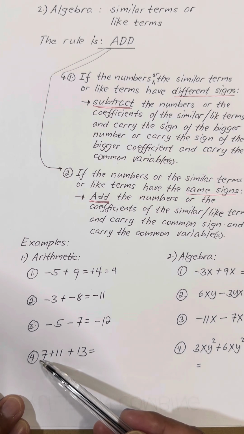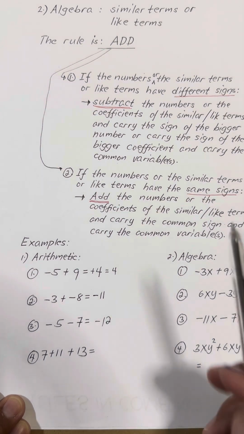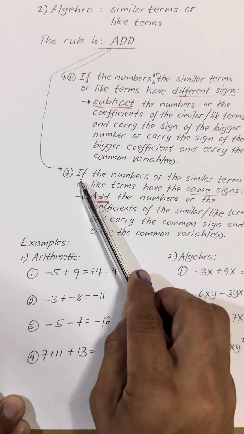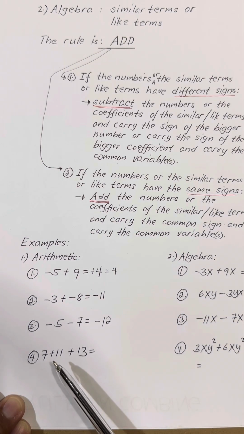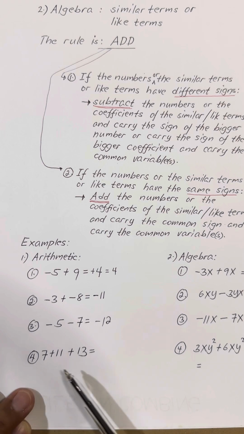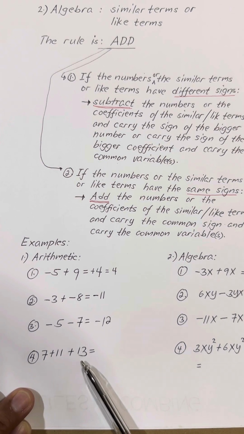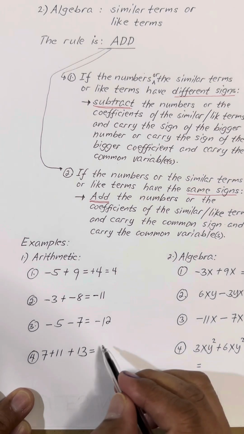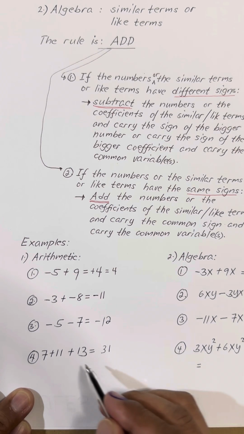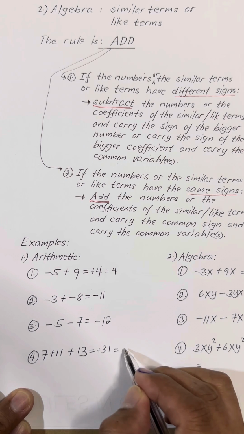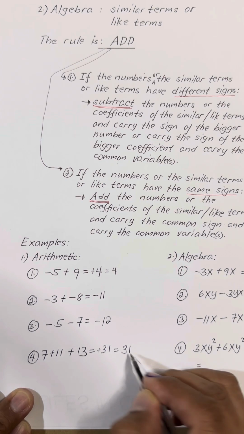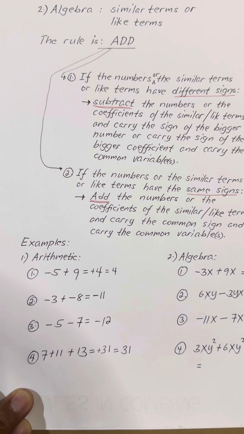Although you cannot see the sign here, it's understood to be positive. So again, the rule that we are going to use is rule number 2. Same sign, so we have to add. 7 plus 11 plus 13. How much is that? This is 18, then plus 13, 31. And the common sign is positive. But as I mentioned, if the sign is positive, you don't have to write it. So that is 31. That's for arithmetic.